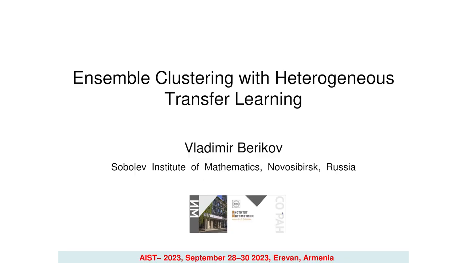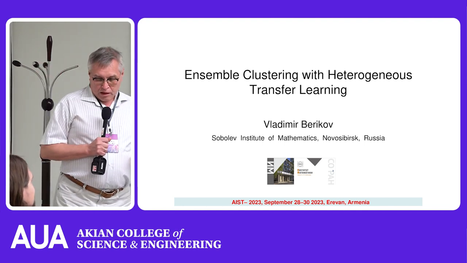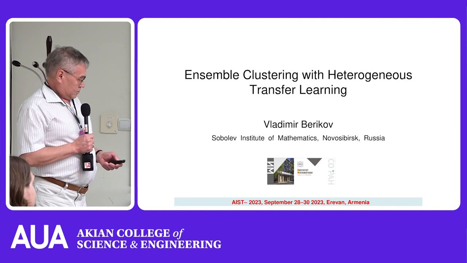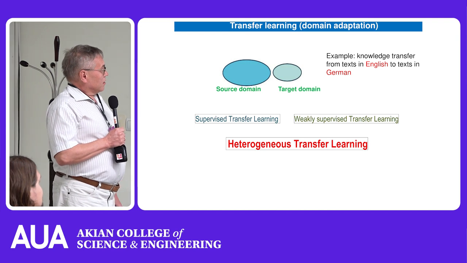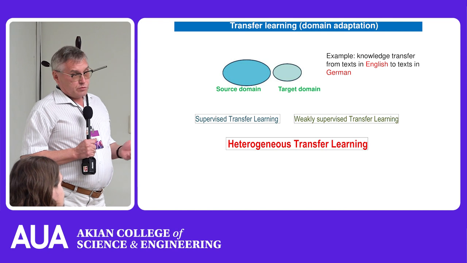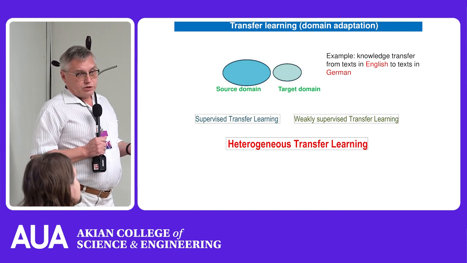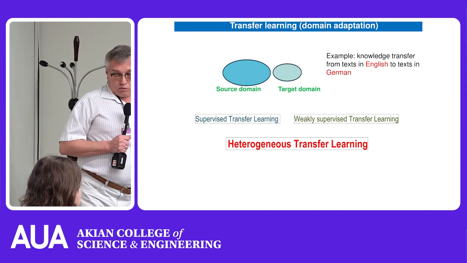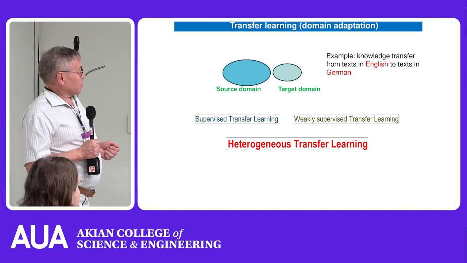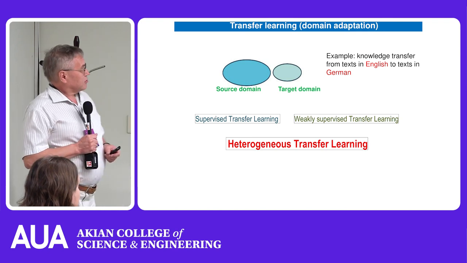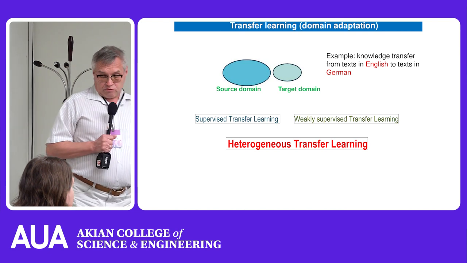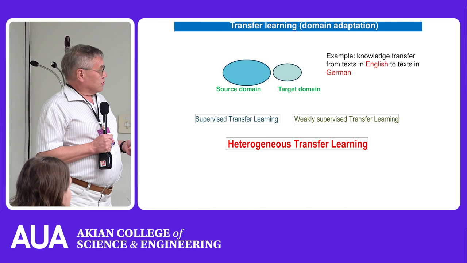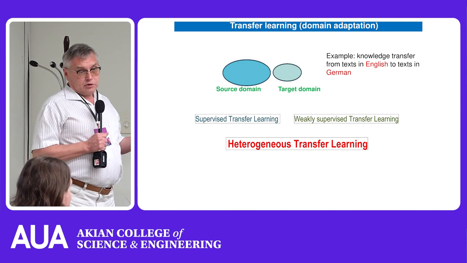Dear colleagues, let me introduce my presentation on a combination of clustering, ensemble models, and domain adaptation or transfer learning. So what is transfer learning, sometimes called domain adaptation? We have two domains. The first is the so-called target domain, or domain of interest. Besides that, we have additional information, the source domain. For example, we have text in English, and we can use this information to improve classification or clustering of text in German or some related language.